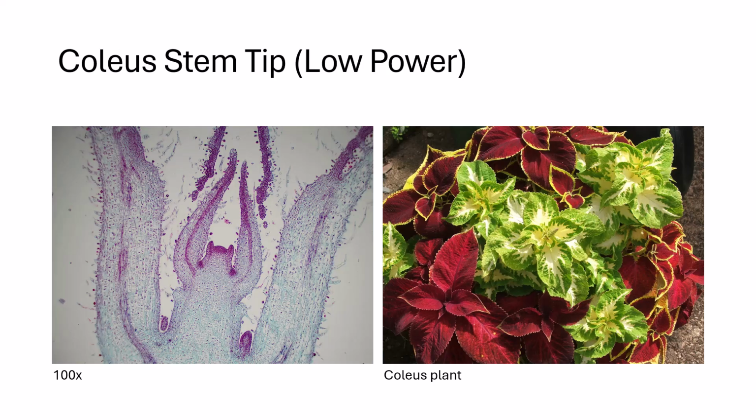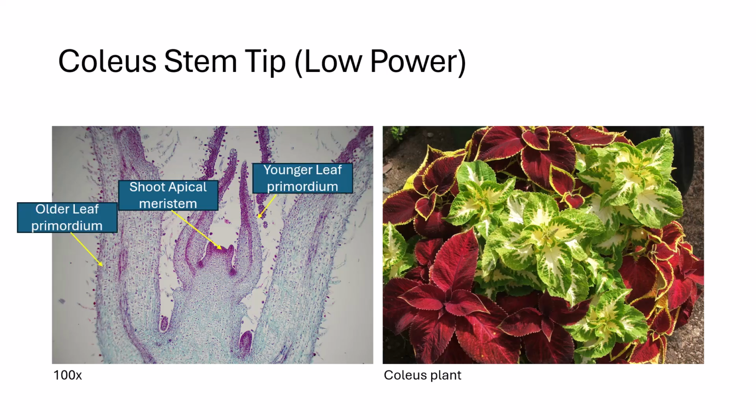Here is the stem tip of a Coleus plant. Under this power, locate the very tip of the stem. Identify the dense region of small, tightly packed cells that marks the shoot apical meristem. Look for nearby leaf primordia and developing tissue zones. The leaf primordia are tiny horn-like or finger-like projections that curve over the shoot apical meristem.